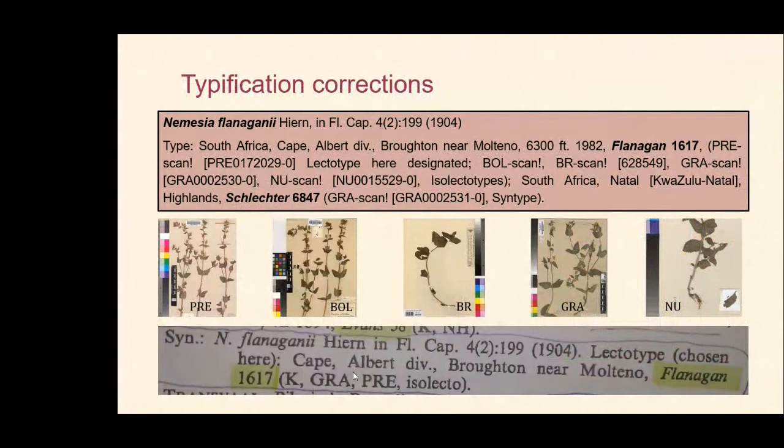A good example of a typification problem being solved is in the case of Nemesia flanaganae, which is a synonym of Nemesia albiflora. In this case, Hilliard, in her taxonomic revision, listed Flanagan 1617 as a lectotype of the species. However, she did not specify at which herbarium the specimen is stored, since Flanagan collected many specimens with the same collector's number, which is Flanagan 1617, and they are stored in different herbaria. So to solve this, we designated one Flanagan 1617 specimen as the lectotype of Nemesia flanaganae, and that is the Pretoria specimen. We also found other Flanagan 1617 specimens, and we listed them as isolectotypes of Nemesia flanaganae.